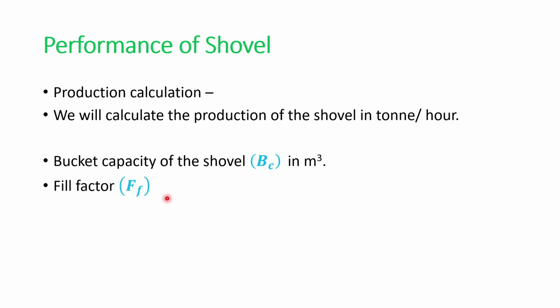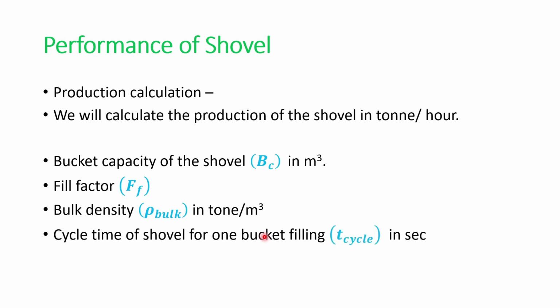Now the fill factor is F, and the density of the material which we are handling. Let us suppose we are handling iron ore. So the density will be 2.5 ton per meter cube. That means if we take 1 meter cube of material, the weight will be 2.5 ton. If we are handling coal, in that case it will be 1.2 ton per meter cube. That means if we take 1 meter cube of coal, the weight will be 1.2 ton.